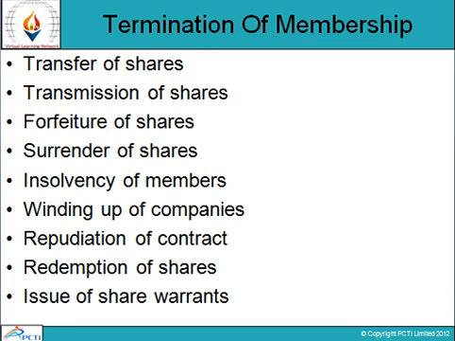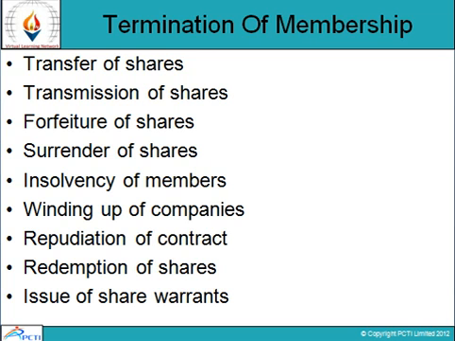Surrender of shares. When a member validly surrenders his shares to the company, he ceases to be a member. Insolvency of member. When a member is declared insolvent, his shares vest in the official receiver or official assignee. The assignee or receiver may sell these shares, and when the transferee's name is entered in the register of members, the insolvent member ceases to be a member. Winding up of companies. Membership terminates on the winding up of the company, but he continues to be liable as a contributory.